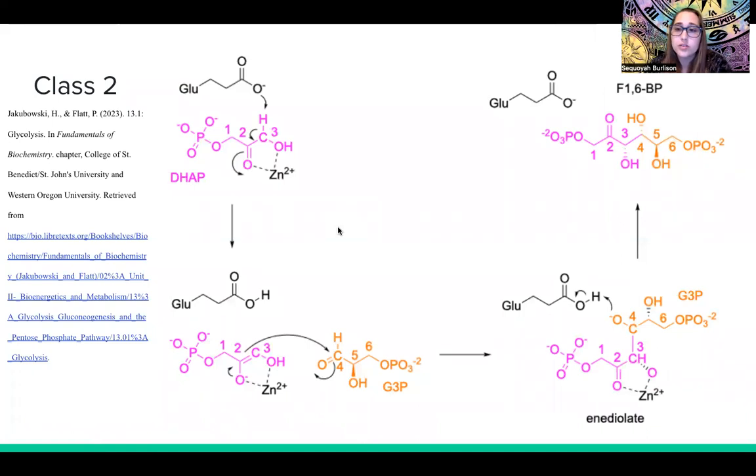So class 2, which is not as common, especially not at all happening in humans, but is still good to look at because it's much simpler. The aldolase enzyme is able to just donate its electrons to DHAP, which is then able to bond with GA3P, and then it bonds and it gives the electrons back to our enzyme to create our fructose 1,6 bisphosphate.